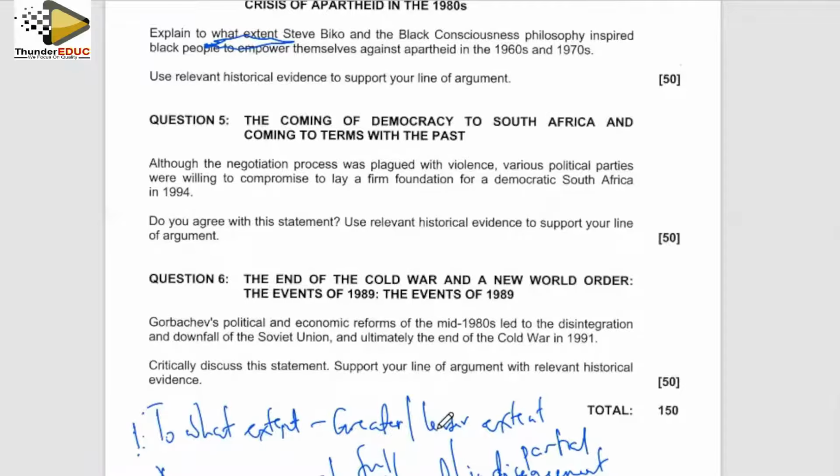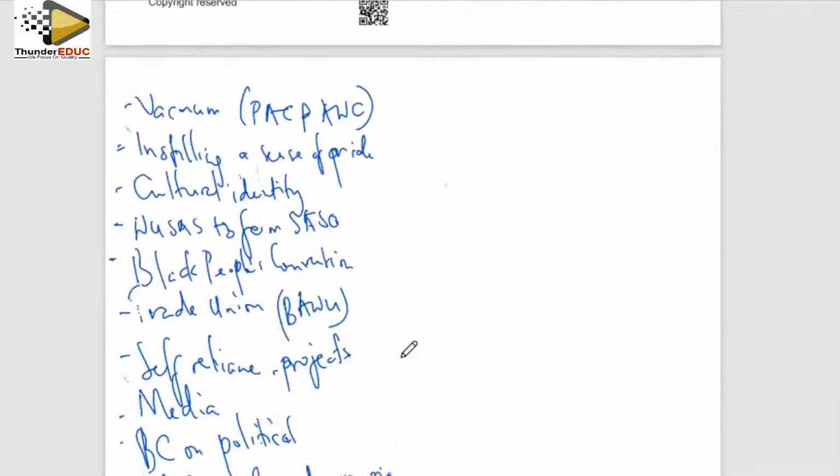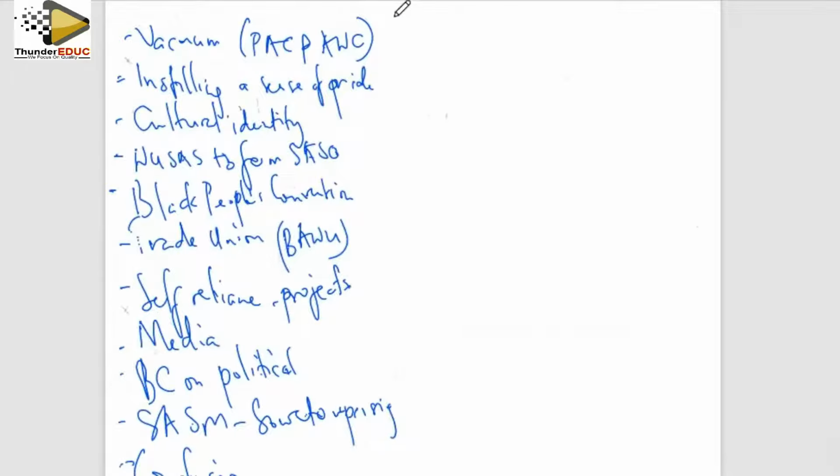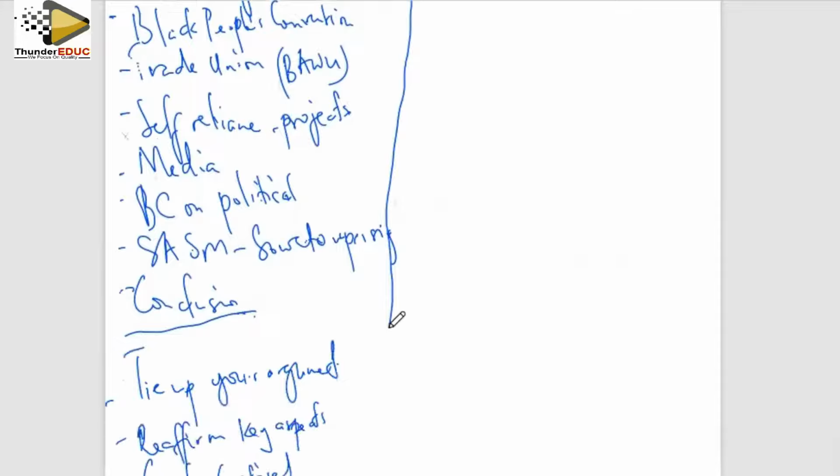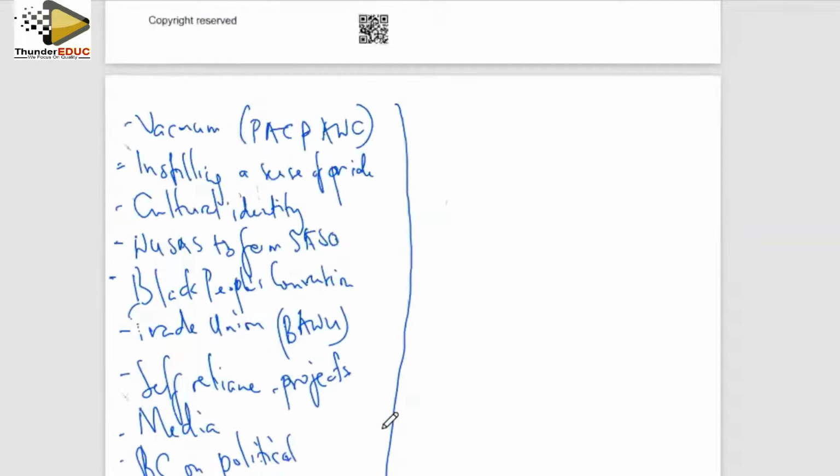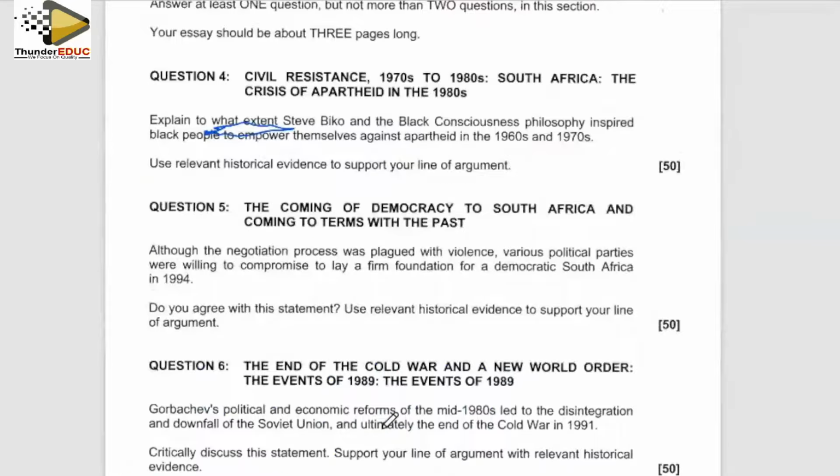Right, let's move on to the next question. We've come to the conclusion of that question. Next question is question number 5: the coming of democracy to South Africa and the coming to terms with the past. Our focus there is the negotiated settlement.